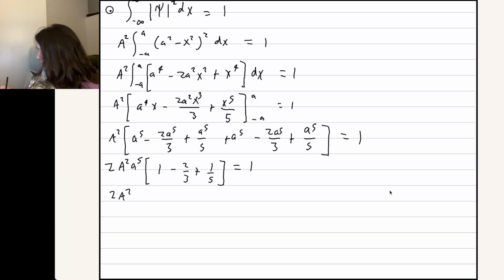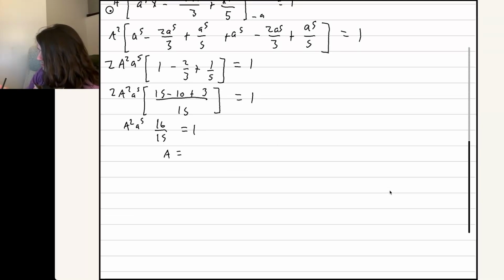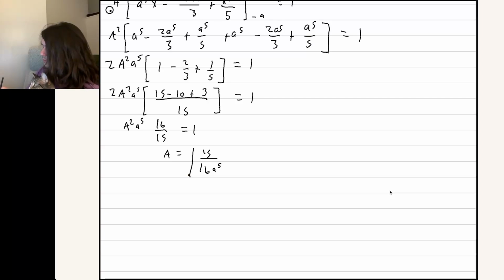So we'll have 2A squared a to the fifth times (15 minus 10 plus 3) over 15 equals 1. 15 minus 10 plus 3 is 8. Multiplied by 2, so you get 16 fifteenths. And now just solve for A. So A is going to be the square root of 15 over 16a to the 5th. Glorious.